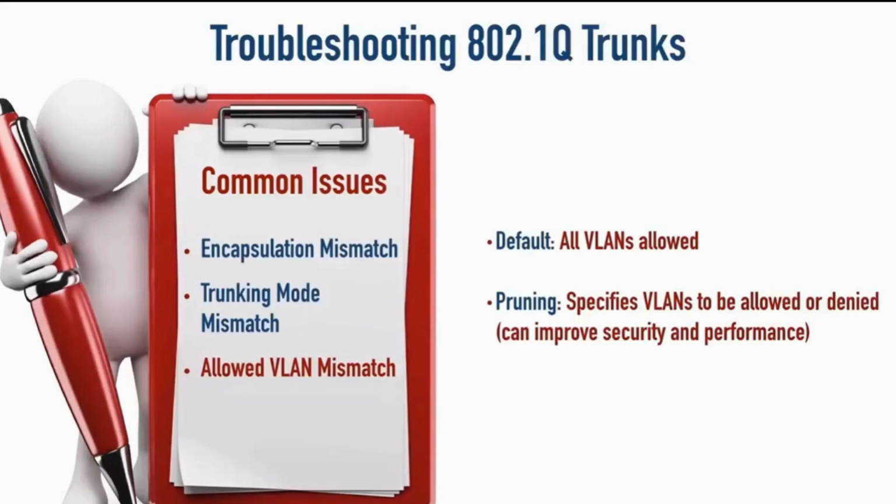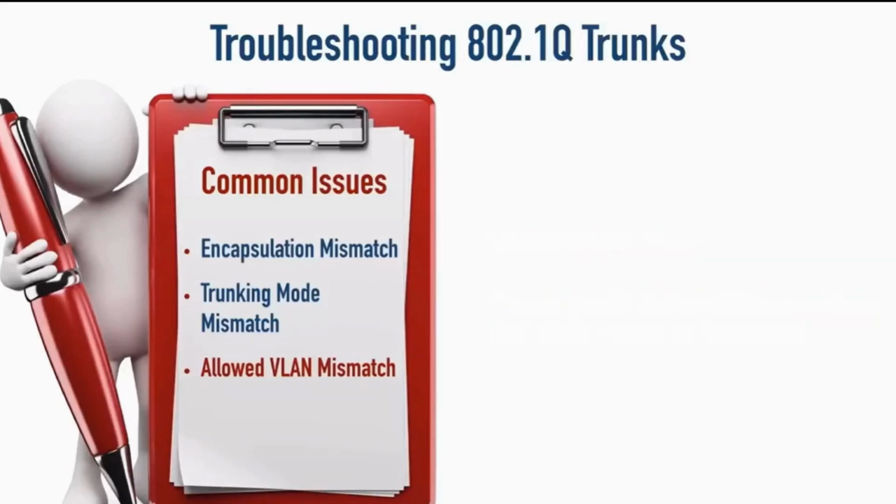And if we don't really need to send traffic for whatever reason over a trunk, then it can help performance by just not sending that traffic if it really doesn't need to cross the trunk. So pruning is a good thing. It can help us with security, it can help us with performance, but it needs to match on both sides of the trunk or we can run into some issues.